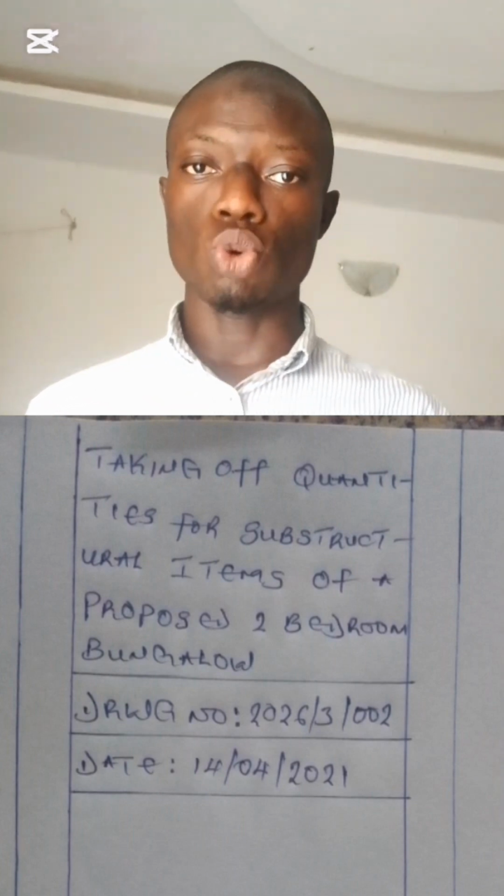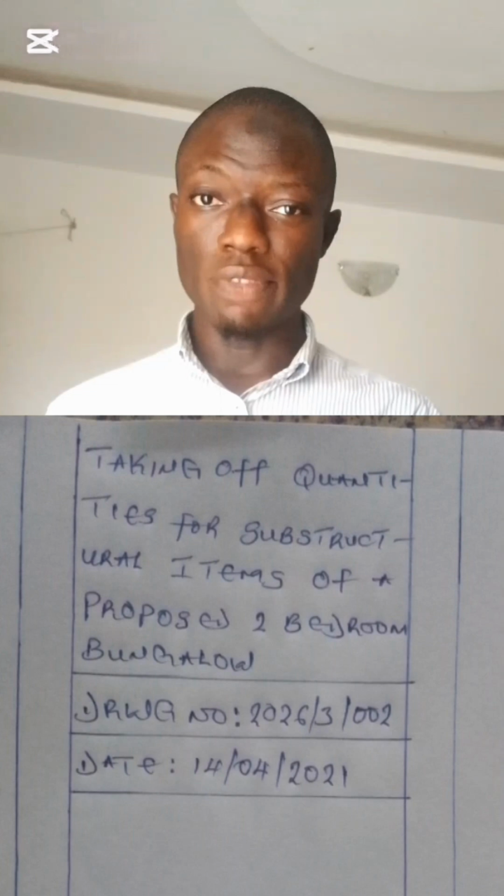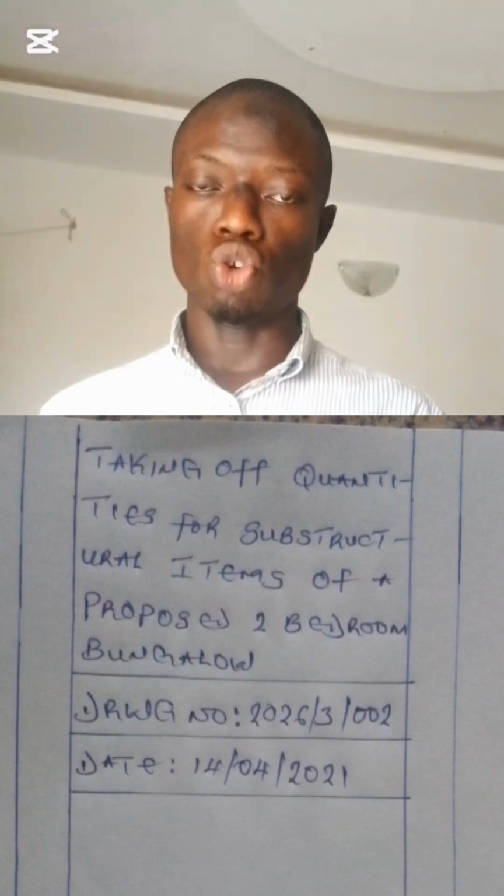Then the next thing there is what? You also put down the date. That very day that you're doing that taking off, the date should be noted. Then after you must have done this, you now move into those items that you want to do the taking off of. Now, let's cite an instance again. Let's say we want to start with trench excavation, just an instance.